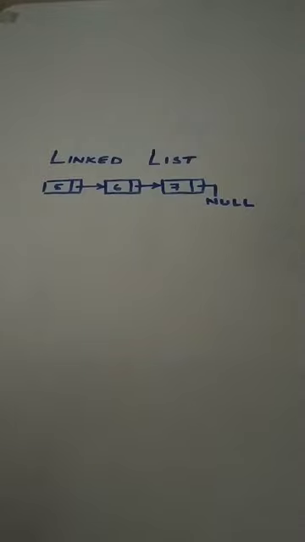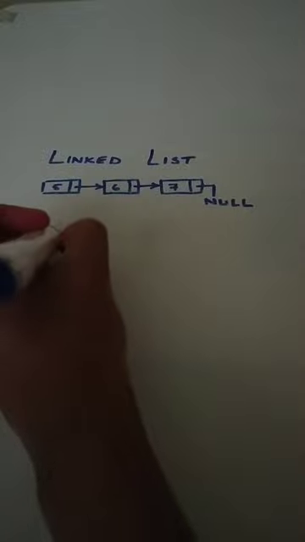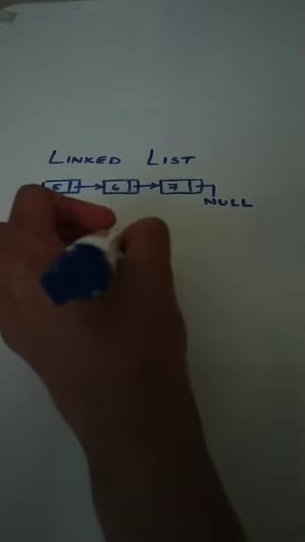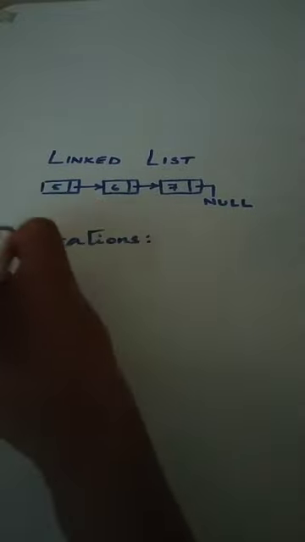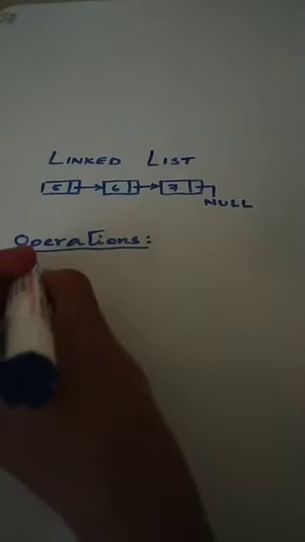So in this video, let us go into more details of a linked list. Firstly, let's discuss what are the operations possible on a linked list. What are the different operations that are possible on a linked list? We'll basically discuss the 5 primary operations on a linked list that can be performed.